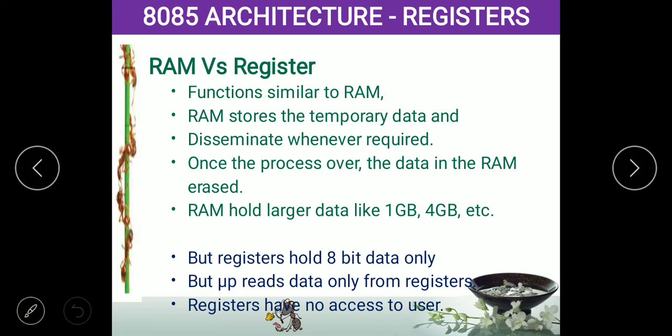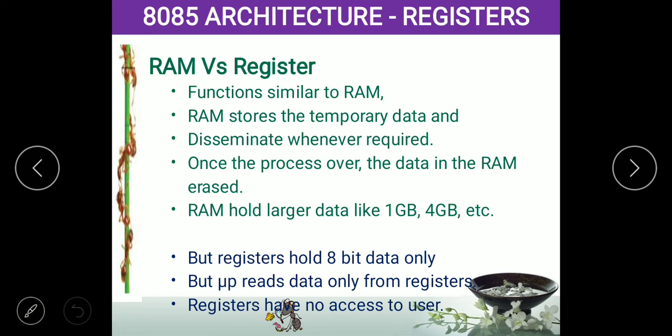First, the function of the RAM and register are the same. It is used to hold temporary data. RAM stores the temporary data, and similarly the register also stores the temporary data. The RAM disseminates the data whenever required to whoever requires it, and similarly the register also disseminates the data. But the difference here is that the RAM will give data to the processor, the monitor, the hard disk, or any output devices, printers, or any other thing.